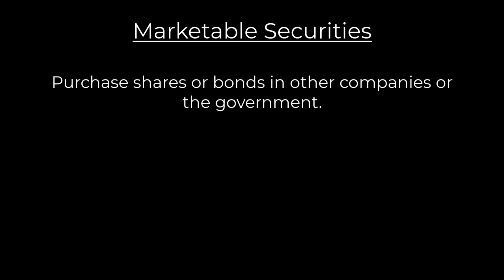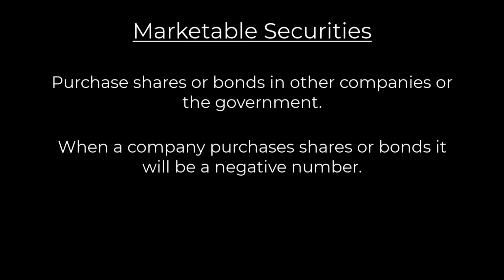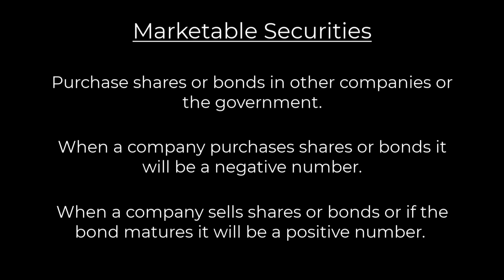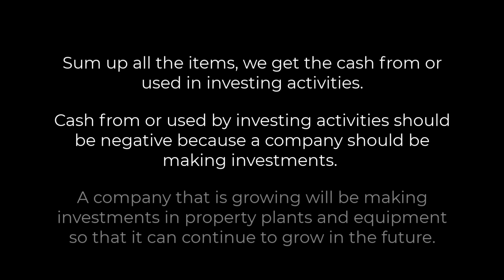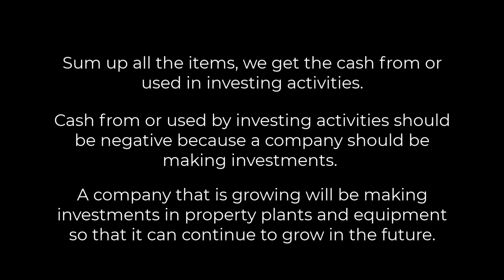If a company has excess cash, it may decide to purchase shares or bonds in other companies or the government. When a company purchases shares or bonds, it will be a negative number. When a company sells shares or bonds, or if the bond matures, it will be a positive number. If we sum up all the items, we get the cash from or used in investing activities. Generally speaking, cash from or used in investing activities should be a negative number because a company should be making investments. A company that is growing will be making investments in property, plant and equipment so that it can continue to grow in the future.